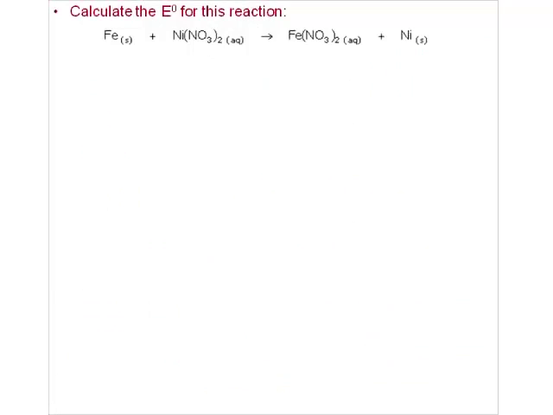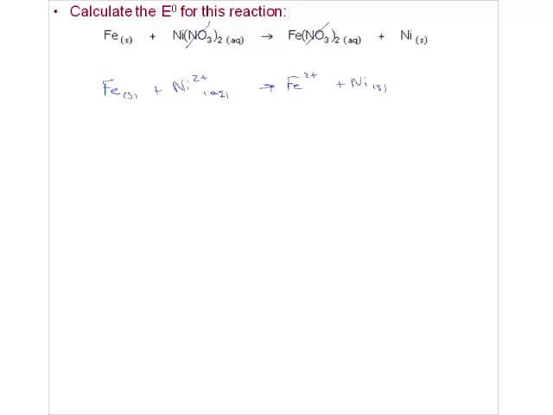Okay, here's another one. We want to calculate the E cell for this reaction. What's going on here? Well, in this case, the nitrates are definitely going to be spectators. So what we have is iron going to iron 2+, and nickel ions going to nickel metal. That's basically the net ionic reaction here.